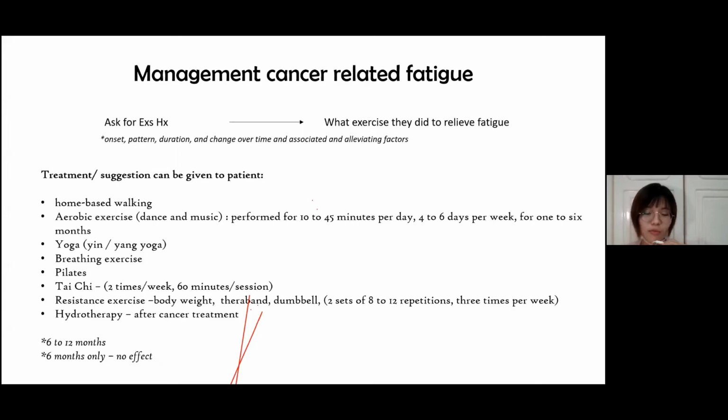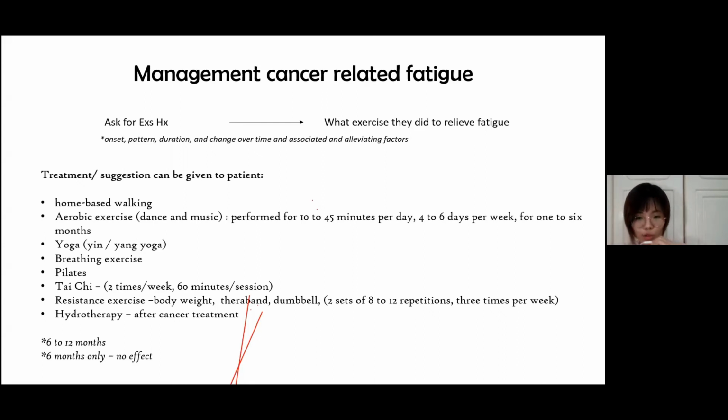Resistance exercise is very important for them. Although you are exercising to increase your heart and lung capacity, resistance exercise is very important to improve muscle power and increase muscle mass. So we can start with body weight first, just a few repetitions. For example, SLR, straight leg raise, 10 times, just using the weight of their lower limb. After that, we can progress to TheraBand and then to dumbbell or sandbag.